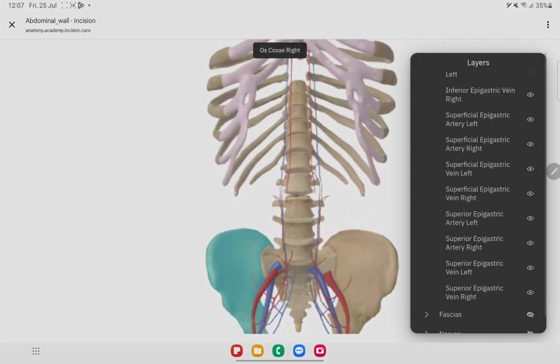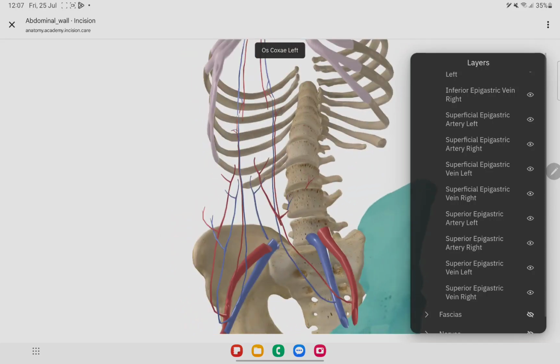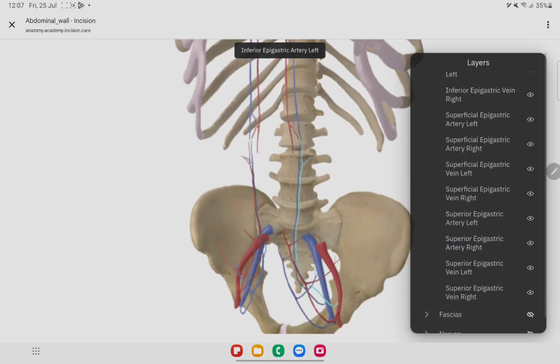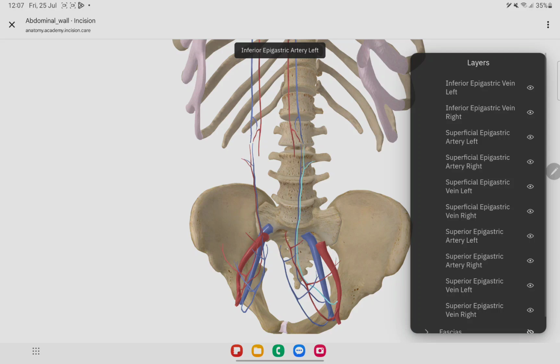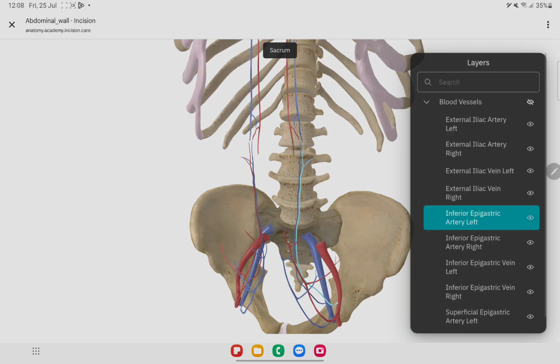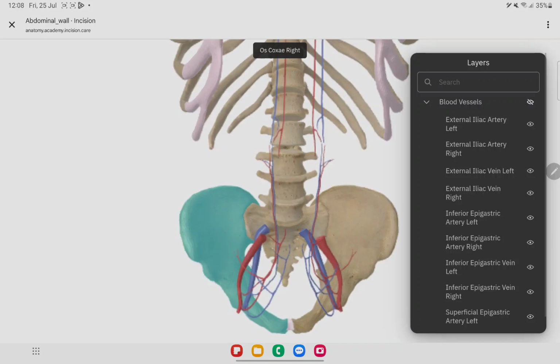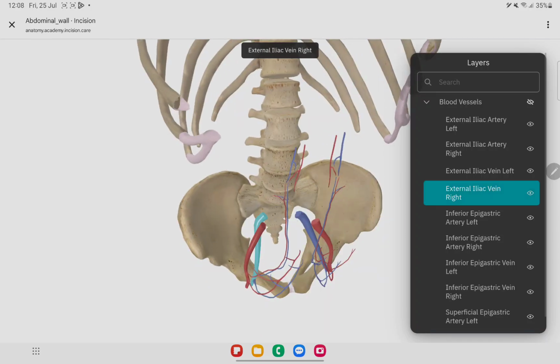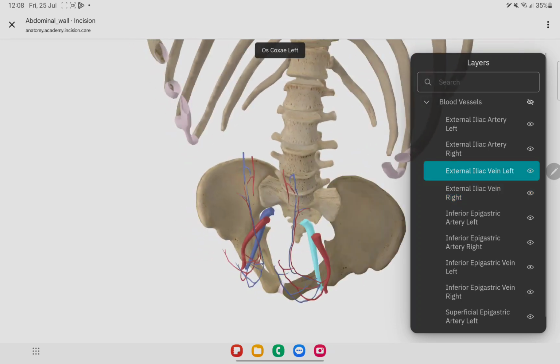If we zoomed in here, we will see that these are all branches of external iliac artery. Here's the external iliac artery. This is the inferior epigastric artery, and this is superficial epigastric artery. Okay, this is the right external iliac. This is the left external iliac, and those are the tributaries from the external iliac here.